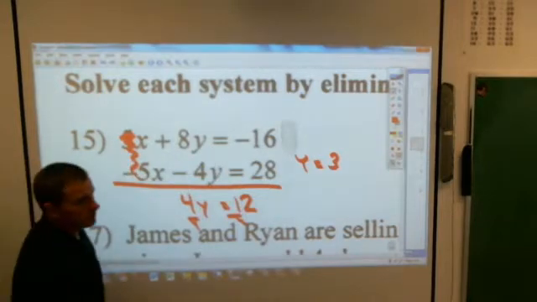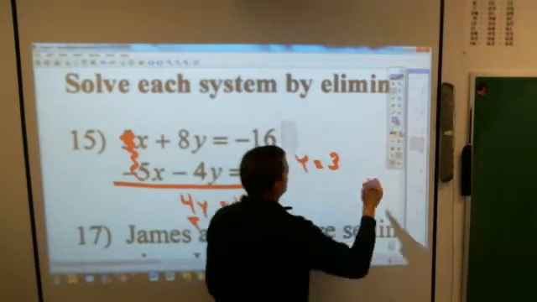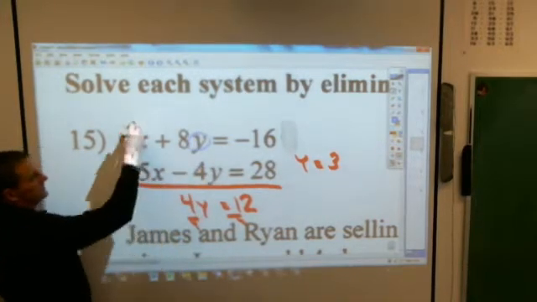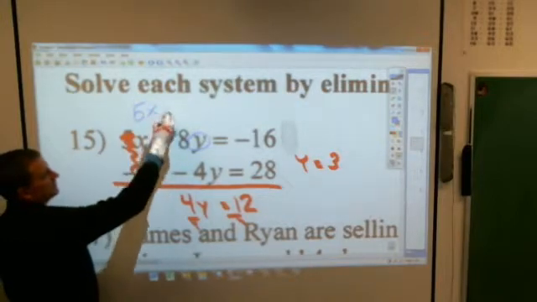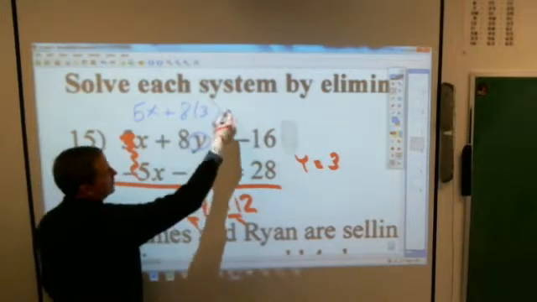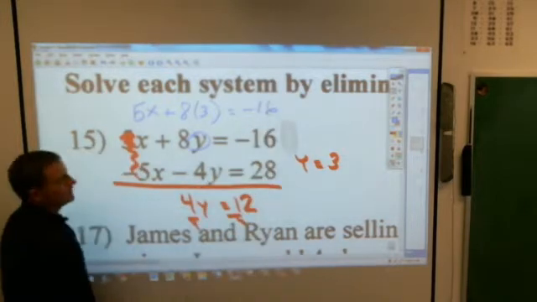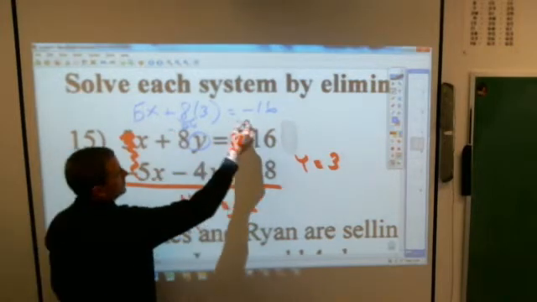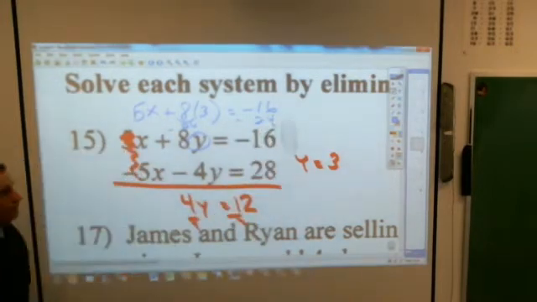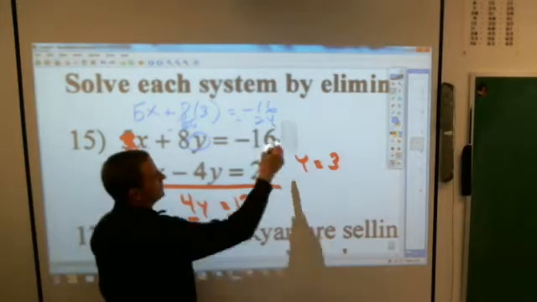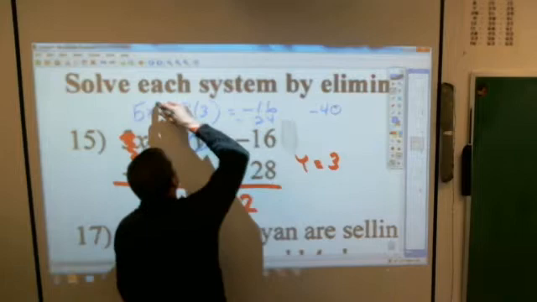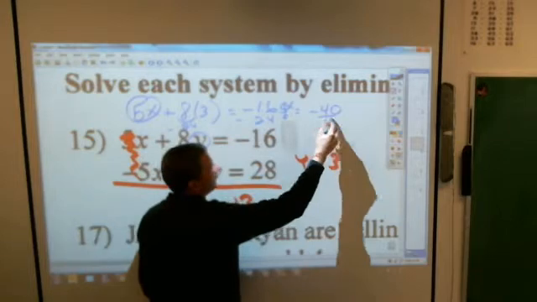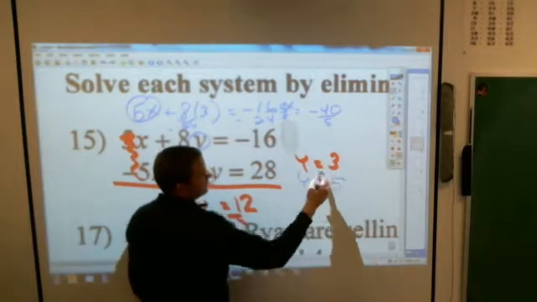And that was good so far? Some of you maybe have some trouble then with the rest of this. It doesn't matter which one you put y in for. I'm going to go right here just because it looks easiest to me. 5x plus 8 times the 3 I said y is equals negative 16. 8 times 3 is 24. I need to subtract that to the other side. So I subtract 24. Negative 16 minus 24, that's a big negative number. It's negative 40. And that equals 5x. So you divide by your 5, divide by your 5, x is going to equal negative 8.